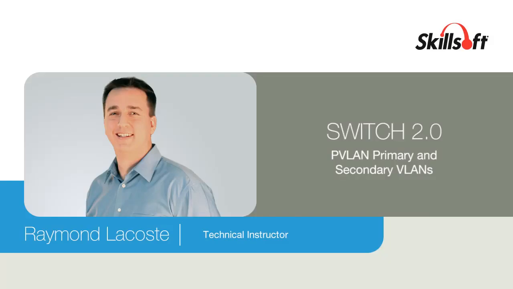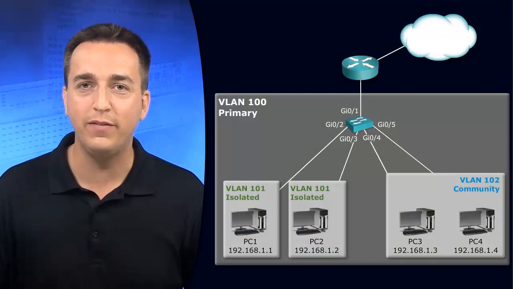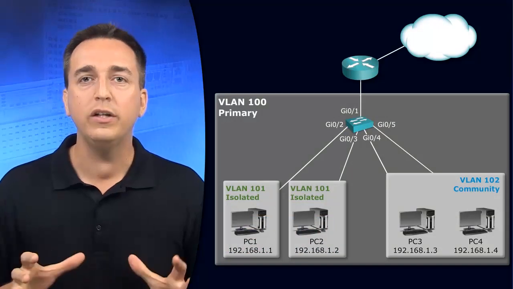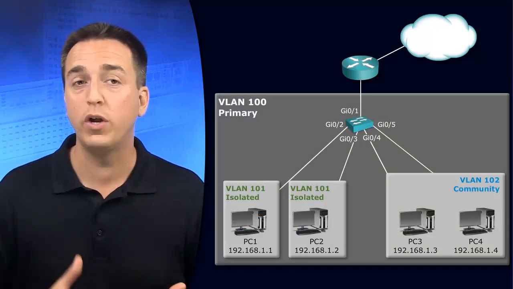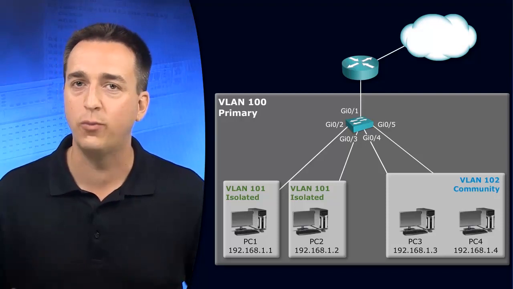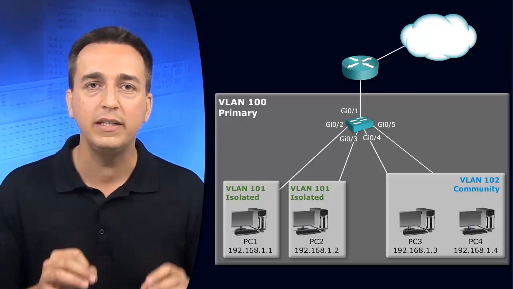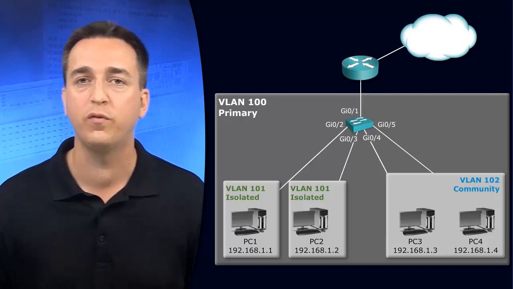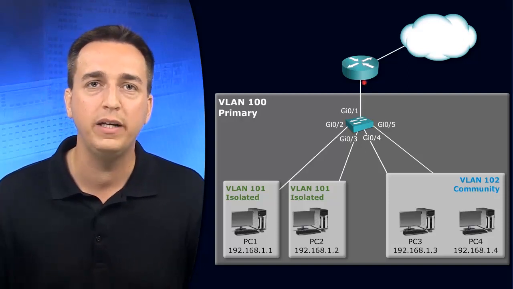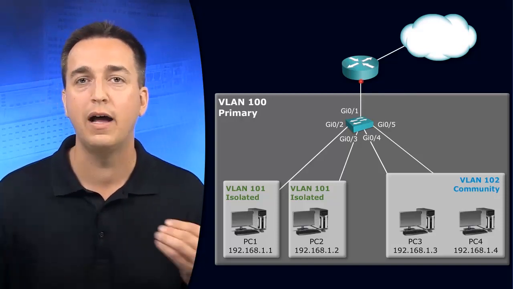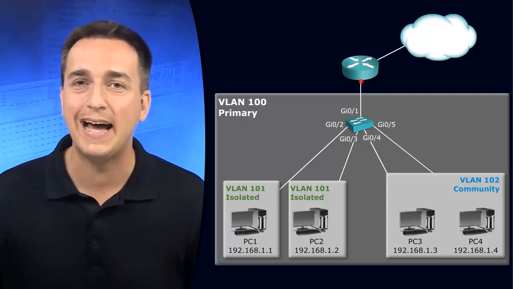Here's an example of implementing private VLANs. We are dealing with the same subnet here. The subnet is 192.168.1.0/24, and you can see that the PCs are addressed appropriately for that subnet, and this would be the default gateway, which also has an IP address in that subnet.